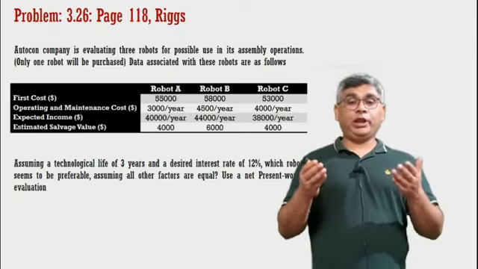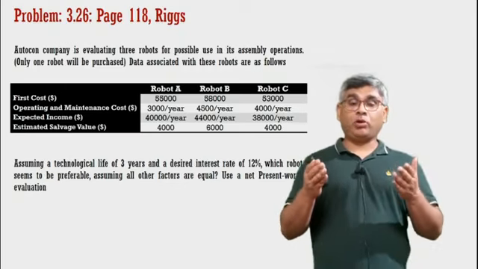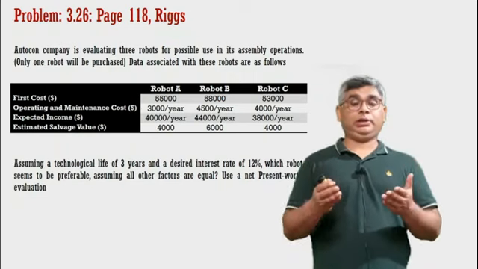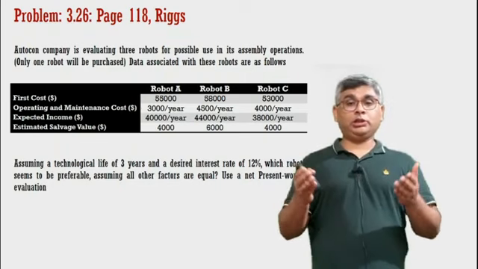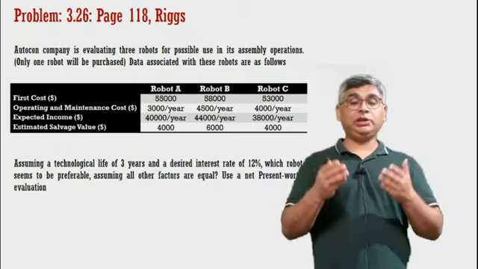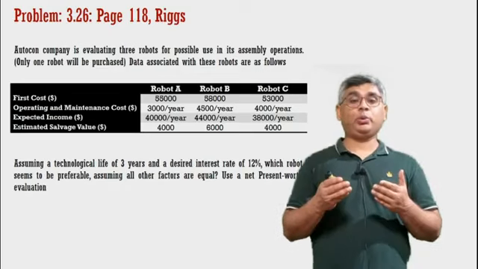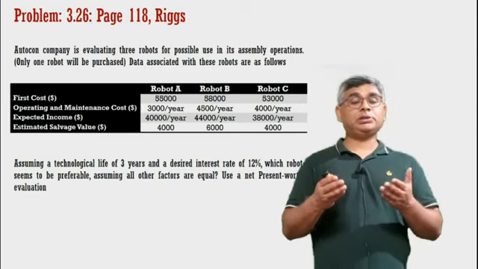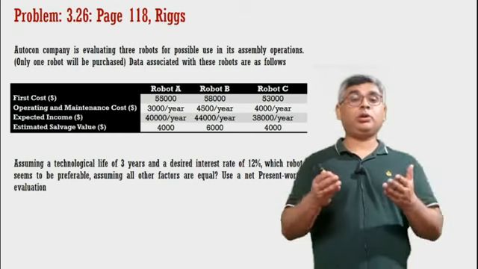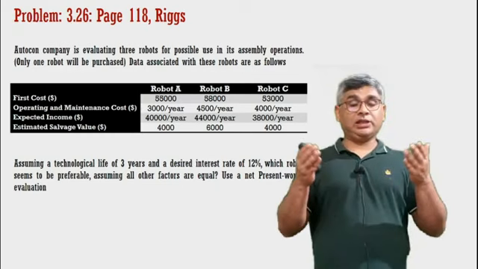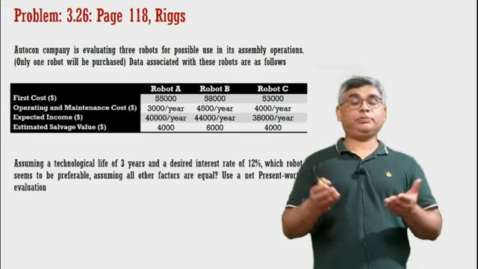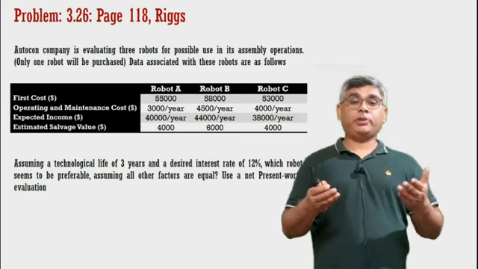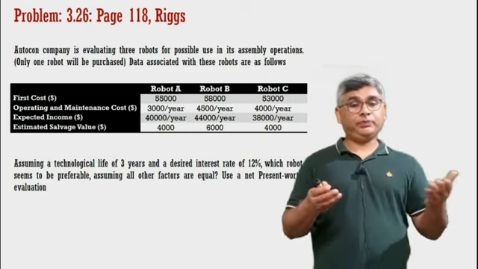What we have to do is compute which robot is the best one to select. Of course, the economic life of all the 3 options is given as 3 years and the interest rate is given as 12 percent. So we have to use the present worth method to compute the best option available with us, or the best robot which we can select from the available 3 robots. So let us see how we are going to solve this problem with the help of the present worth analysis method.